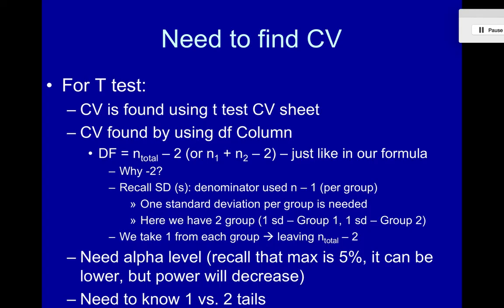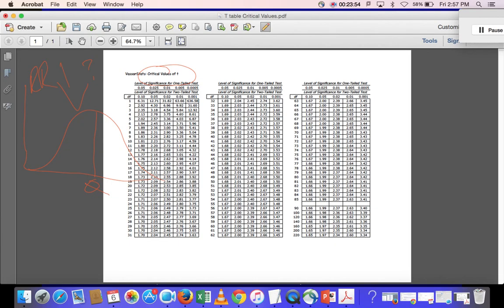So how are we going to find our critical value using this sheet that I've just shown you? Well, the first thing we need to use is the degrees of freedom column. You'll notice that we have that column labeled right here. So there's my degrees of freedom column. My degrees of freedom is calculated using n total minus 2, or n for group 1 plus n for group 2 minus 2.